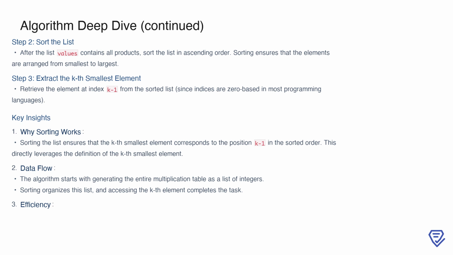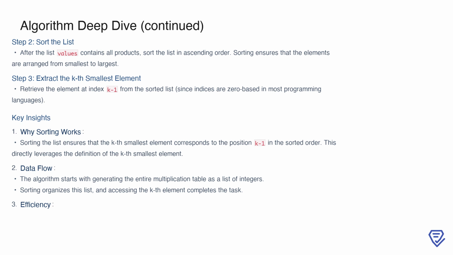The reason sorting works lies in its ability to organize the data sequentially. By definition, the kth smallest element in a sorted list is precisely the kth value. The data flows through the algorithm in 3 stages: generating the list of products, sorting the list, and accessing the required element. While this approach is straightforward to implement, it's important to consider its efficiency.